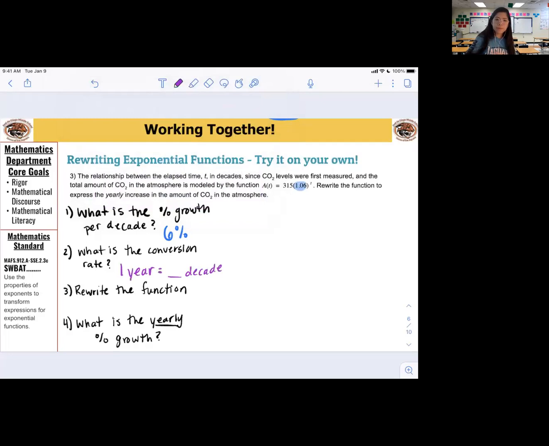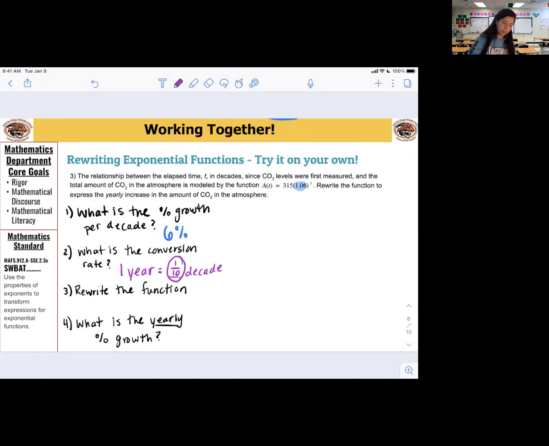1/10, 1 out of 10. Good. 1/10 of a decade. Questions on number 2? If you had 10 instead of 1/10, the easiest way to remember is that if you're going from a small amount of time to a big amount of time, you should have a whole number. If you're going from a big amount of time to a smaller amount of time, you should have a fraction. So if you're not sure which one to use, always think about which direction you're going in. So there's my number I'm going to plug in.